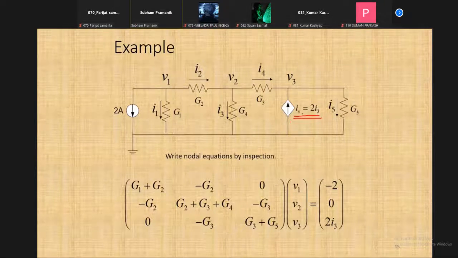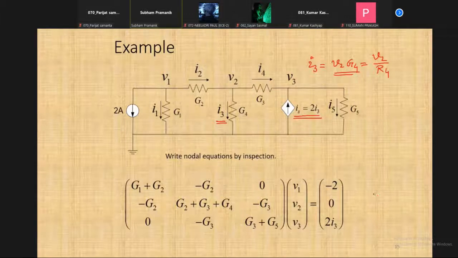Here, IS is actually dependent on some other current. Which current? This current. You can recognize this current I3 is nothing but V2 divided by R4, isn't it? I3 is V2 multiplied by G4, right? G4 is the conductance, so the corresponding resistance will be R4. So V2 by R4, that is I3, or you can write this as V2 into G4. Once you recognize that I3 equals G4 into V2, then you can simply use it here.